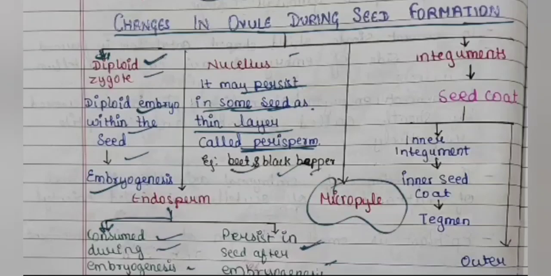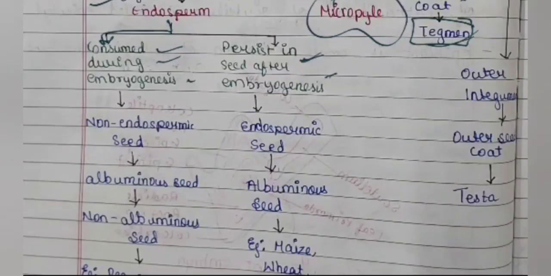Now some changes occur in micropyle. Then coming to integuments, that are the seed coats. The first one is inner integument, that is the inner seed coat known as tegmen. Then the second one is outer integuments or the outer seed coat, that is known as testa.